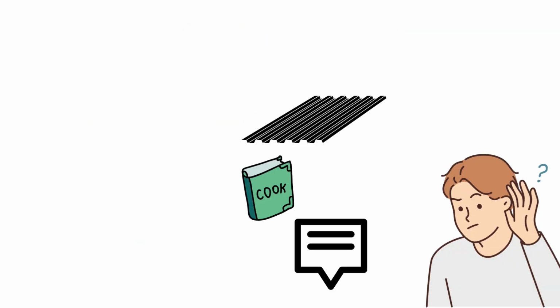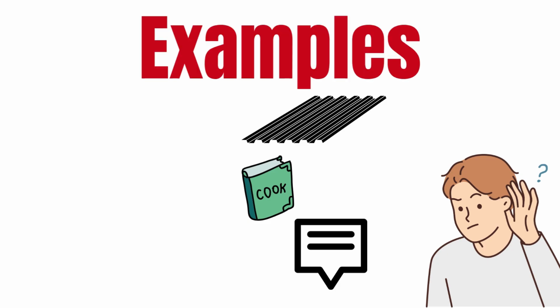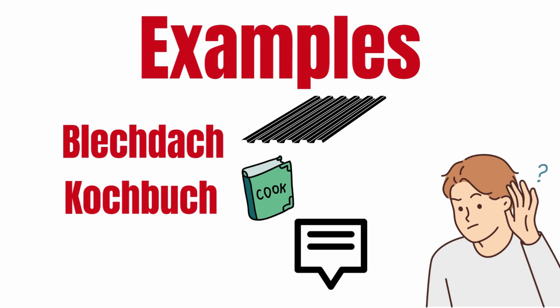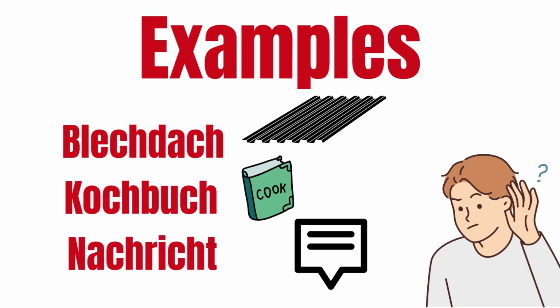To understand CH sounds a bit better, let's take a look at some words with two sounds in them. Here are some more examples. The first one, Blechdach, which means metal roof. And you'll find a hard and a soft one. Another example, Kochbuch, which means cookbook, combining both CH sounds. The third example, Nachricht, which means message.